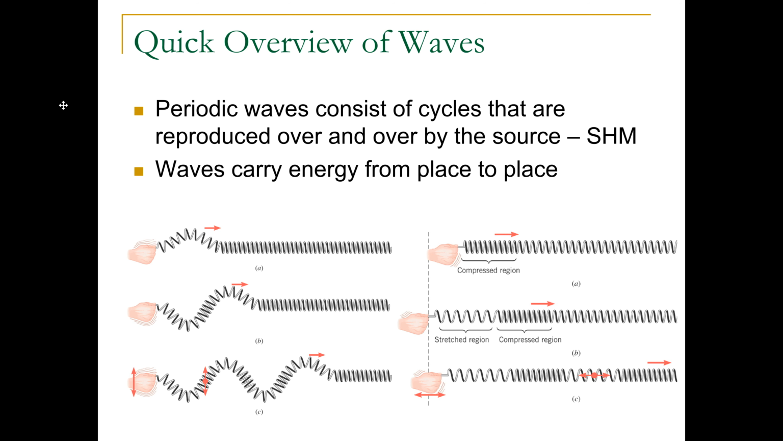If we look at some particles in the material itself, as the wave passes through, those particles oscillate back and forth about some equilibrium point, similar to what we saw with simple harmonic motion. And waves carry energy from one place to another. And there's two main types of waves.